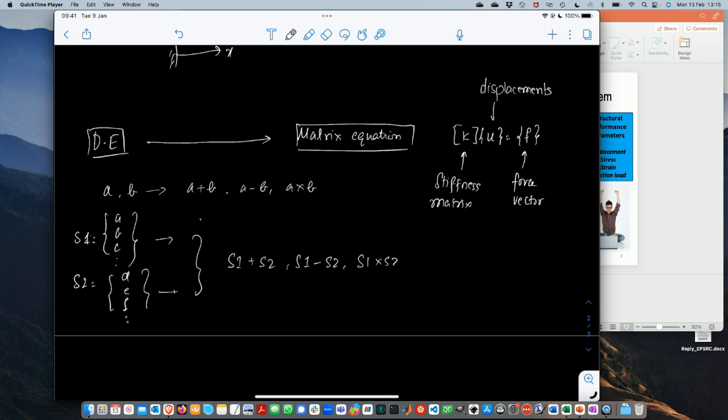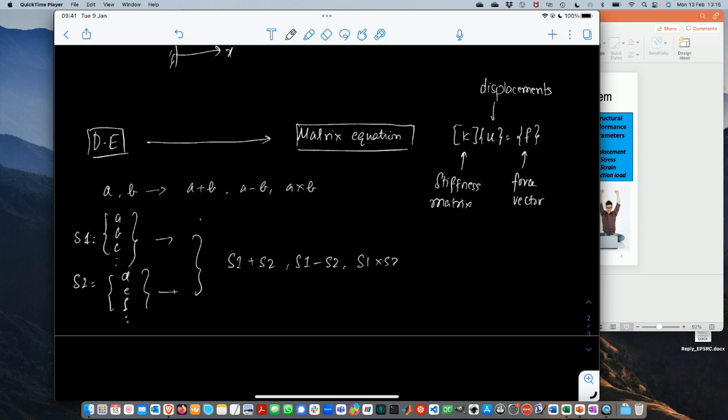So this form K into X equal to F is something that we again get from our spring force equation. It's intuitive that we are saying we have a spring with some stiffness K and we are applying some displacement U, or we are applying some force F which is giving a displacement U. So it's very intuitive to think of things that way, so we call this this.